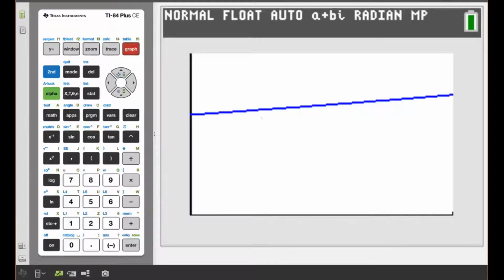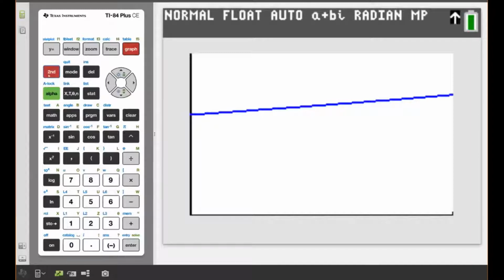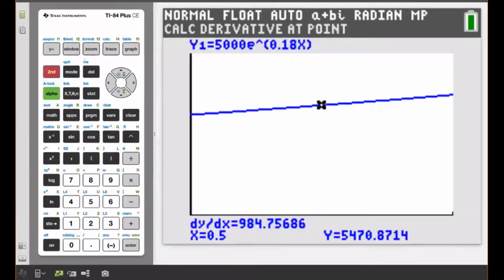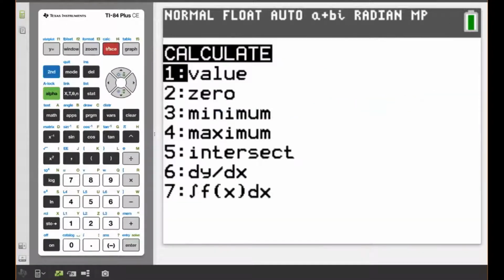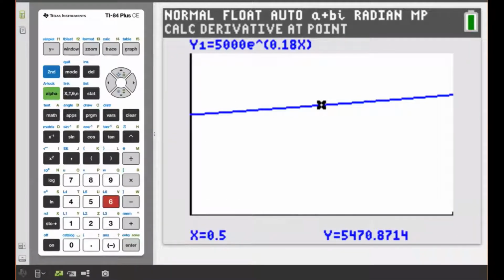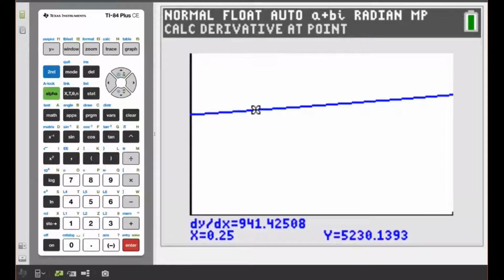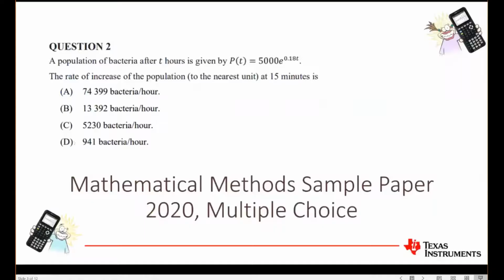From here, to find the rate of increase, I'm looking for the derivative. So I go second, calc, number 6, which is dy/dx, and I'm looking for where x was 0.25, or a quarter of an hour, or 15 minutes. I put that in, and I can see dy/dx equals 941.42, which is my answer D in that question.